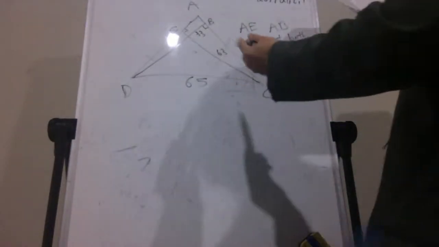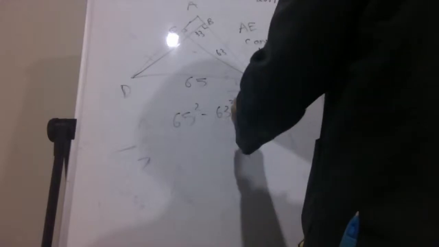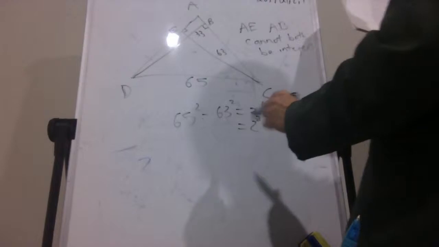First we just apply some Pythagoras here. So 65 squared minus 63 squared. What we can do here is 2 times 128, which is 2 to the power of 8. It's a difference of squares, which equals 16 squared. So that means we know it is 16.